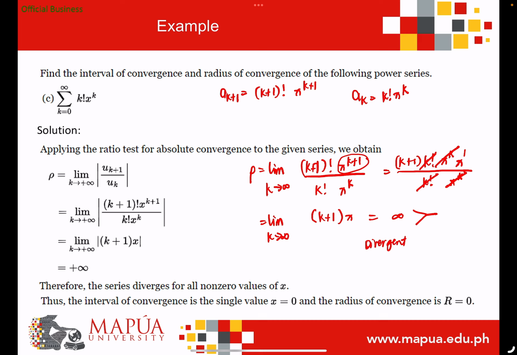So therefore, the series diverges for all non-zero values of x, and thus the interval of convergence would just be x is equal to 0, the center of convergence. So it is only at x is equal to 0 that the series converges, and the radius of convergence is r equal to 0.